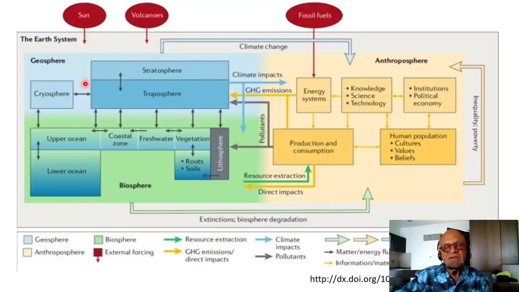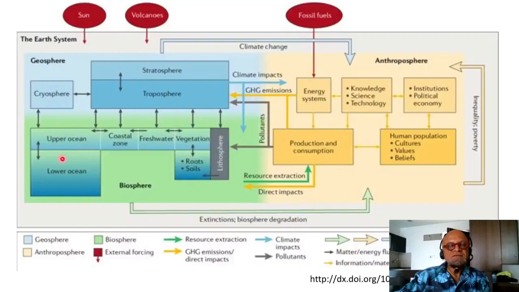It affects circulation, rainfall, etc., but it's not actively functional in other ways, such as the troposphere, which can create clouds, water vapor, rain, cyclones, hurricanes, and so on. The stratosphere, of course, is important for the ozone and so on.